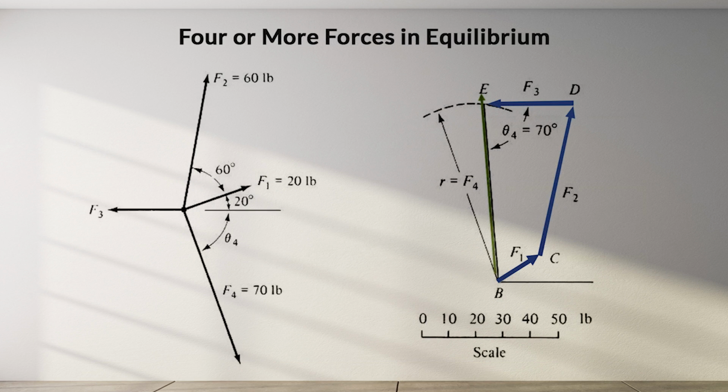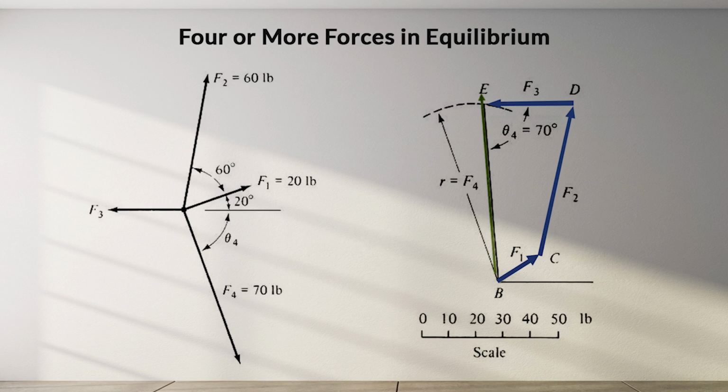In tip-to-tail fashion, draw forces F1 and F2 from B to C and C to D. Through point D, draw a line parallel to the direction of F3, and around point B, draw an arc of radius r equals F4 equals 70 pounds. That arc and line intersect at point E. Force F3 acts from D to E, and force F4 acts from E to B.